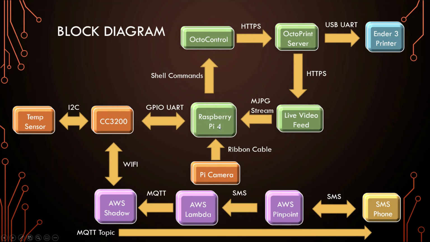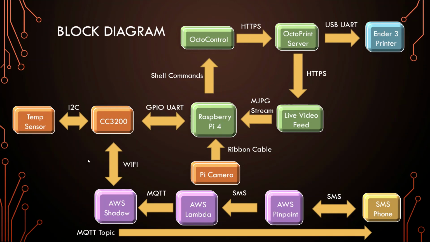Okay, and then finally, if there's a print failure due to something like stringing, that will be detected on the Raspberry Pi 4 with edge detection code that it got from the live video feed that's hosted on the Octoprint server, and then it will send that over to the CC3200, which will send it to the Shadow, and again to the SMS phone via the MQTT topic.